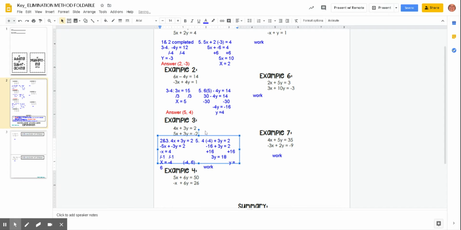So let's check our work. Negative 4 times positive 5 would be negative 20. 6 times 3 would be positive 18. Negative 20 plus positive 18 will give me negative 2. So that is correct. And if I put it into the other one, it would come out exactly the same as well. Negative 4 times negative 4 is negative 16. 6 times 3 would be positive 18. So 18 plus a negative 16 would still give me a positive 2. So that is our answer.